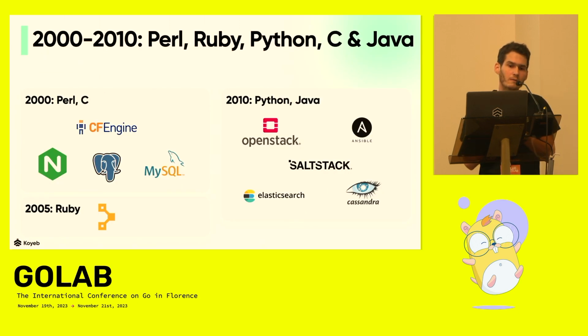In the 2000s, basically the main languages which were used were Perl and C. Even the orchestration software were partly written in C, like CFEngine. And then the logos below are Nginx, Postgres, and MySQL, which were actually written partly in the 90s for Postgres and MySQL. And there were like the high performance side of it.